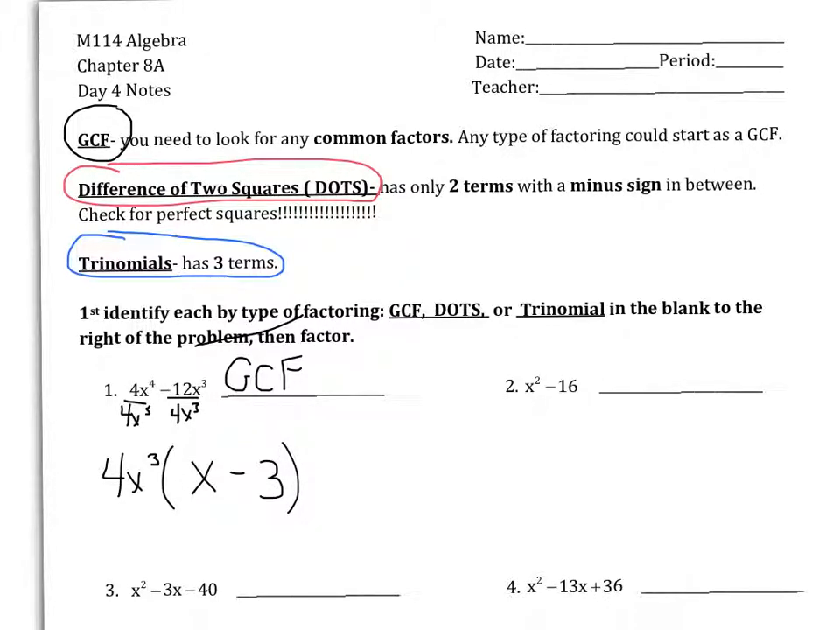Number 2, there's 2 terms with a minus sign in between, and 16 is a perfect square. So this would be difference of 2 squares. When we factor difference of 2 squares, we write it as the product of 2 conjugates.